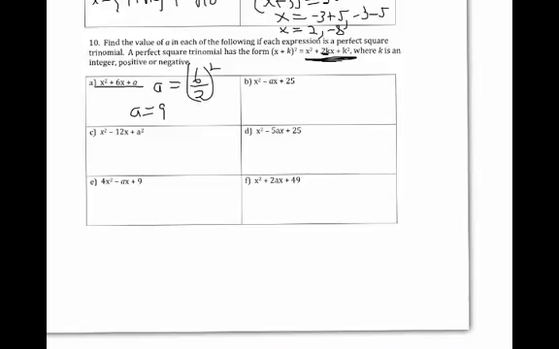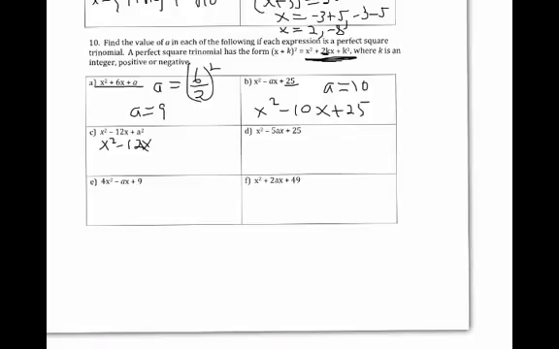Here, we don't know what the middle term is, but we know that the last term is 25. If we take the square root of that, which is 5, then the coefficient of the middle term has to be double that. So it has to be either positive 10 or negative 10. So we're going to get a is equal to positive 10. We get x squared minus 10x plus 25. And again, that's a perfect square trinomial. Here, for c, we get x squared minus 12x.